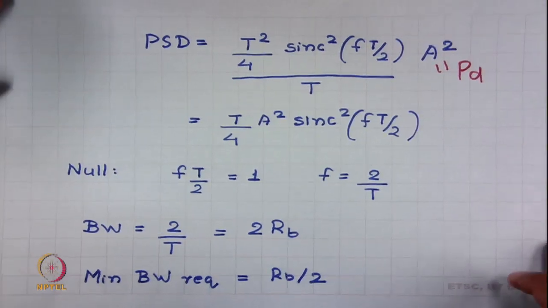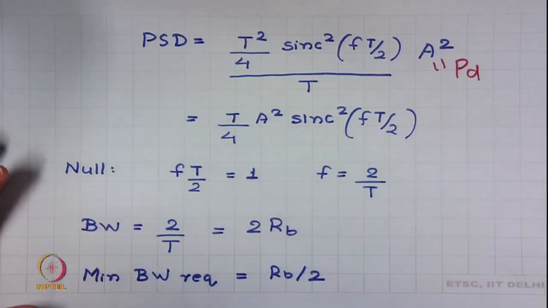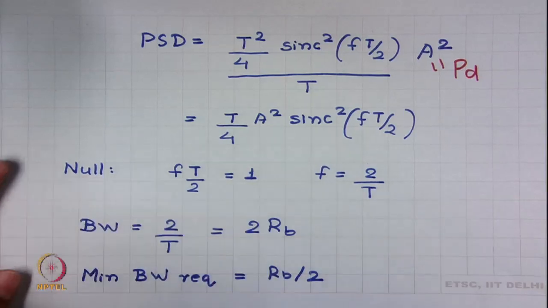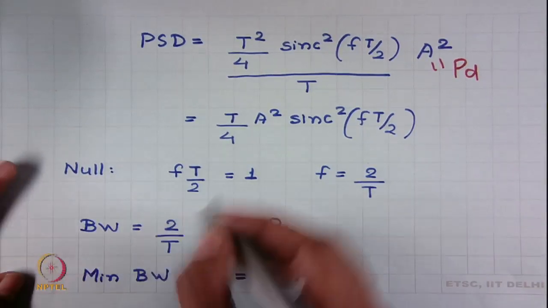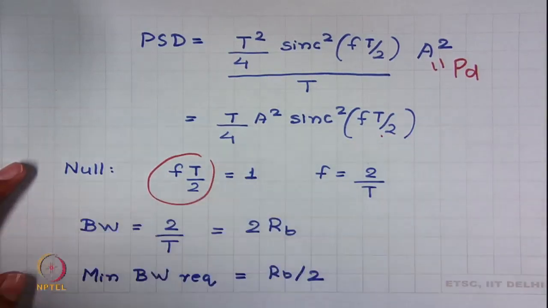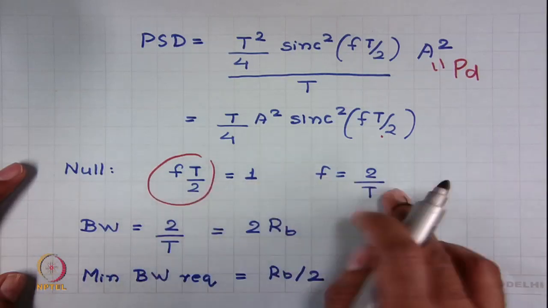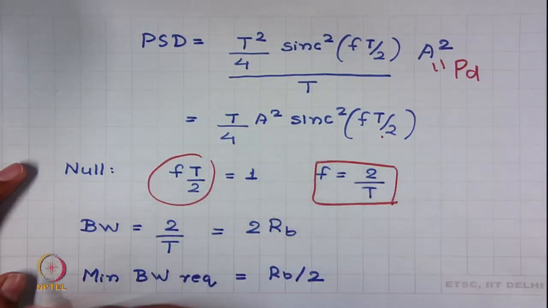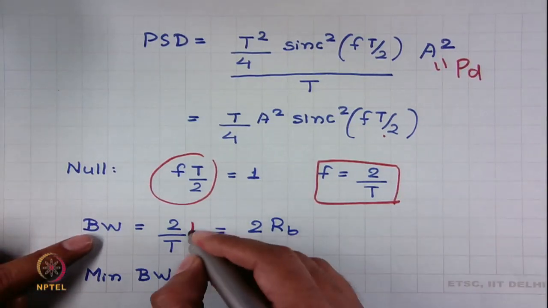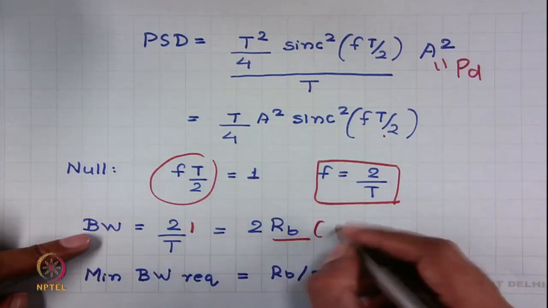Certain important things that you need to see is where the first null happens, right, because that decides the bandwidth of my waveform. Okay. So, if I am trying to get the position of the first null, it will happen when the argument of the sinc will become 1, and this will be the case when f becomes 2 by T. So, the bandwidth is 2 by T and 1 by T is the bit rate, which we say R b. So, R b is the bit rate.